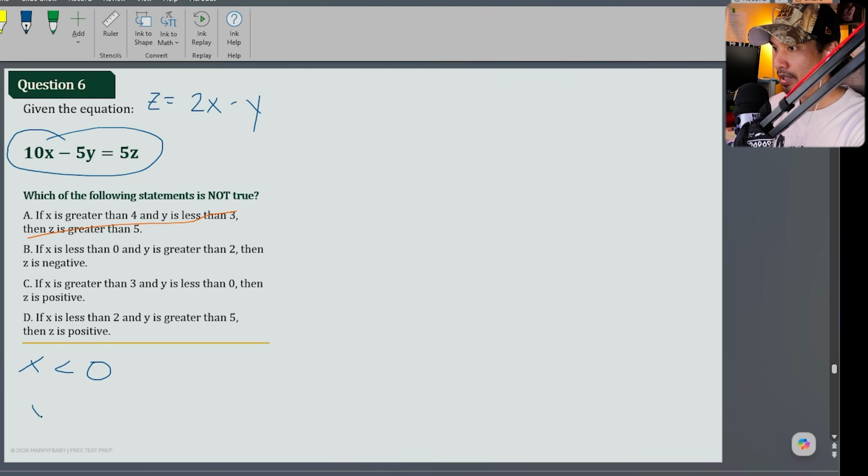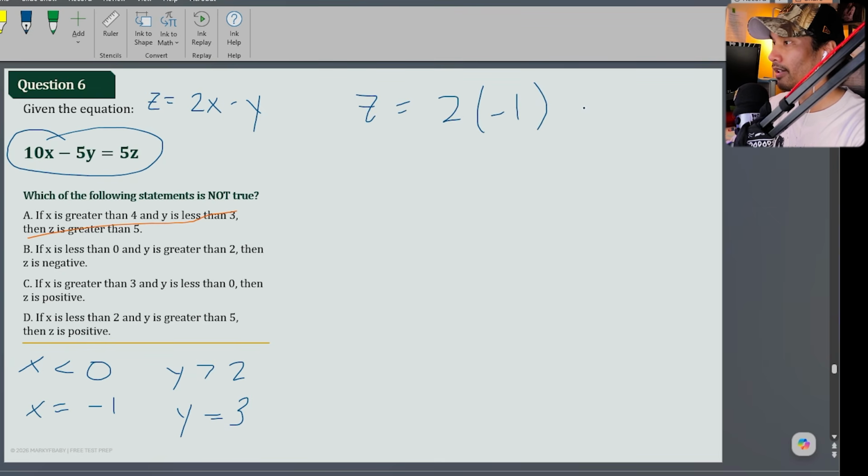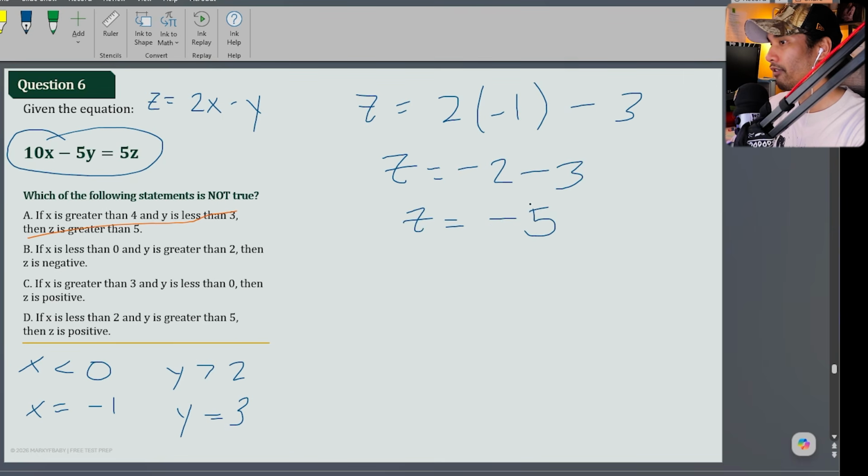Let's choose X is equal to -1. Okay. And it says here Y is greater than 2. What's greater than 2? Well, let's make it 3. All right, so let's go ahead and plug it into our equation here. Z is equal to 2(-1) minus 3. That gives us Z equals -2 minus 3, and Z equals -5.